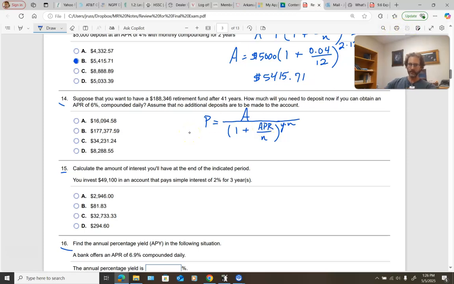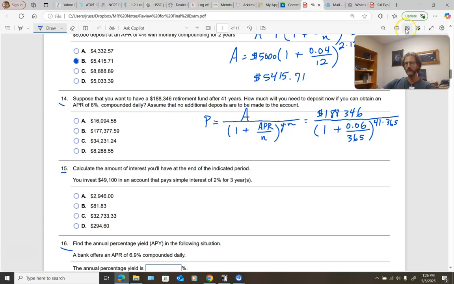All right, so I'm going to plug in the parameters. We want to have $188,346 in 41 years, basically. Okay, so 1 plus, it says 6%, so 6% as a decimal. Compounded daily, well, daily means there would be a total of 365 compounding periods, over 41 years times the number of compounding periods.